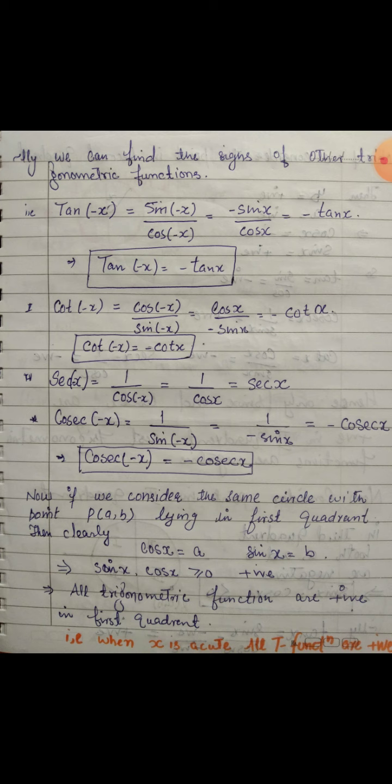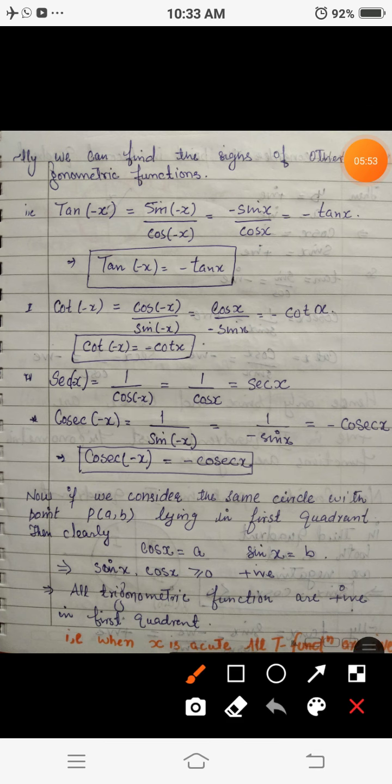But if we consider a circle with radius equal to r, then we have a equals r cos x, where r is the radius. Here r is 1, that is why we have simply cos x equals a. Similarly, sin x equals b.